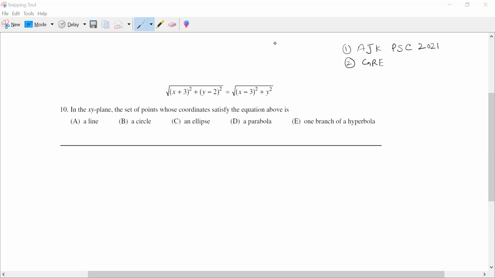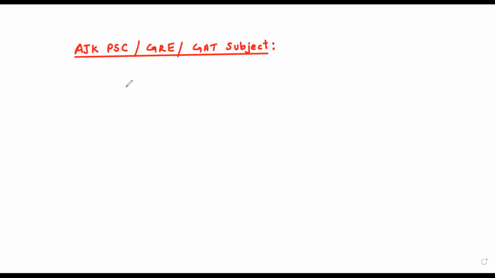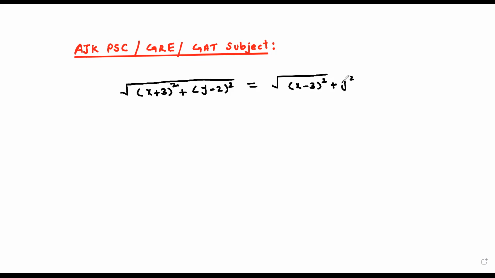So the equation is basically square root of (x plus 3) whole square plus (y minus 2) whole square, root, is equal to square root of (x minus 3) whole square plus y whole square. Okay, students, this is our question.